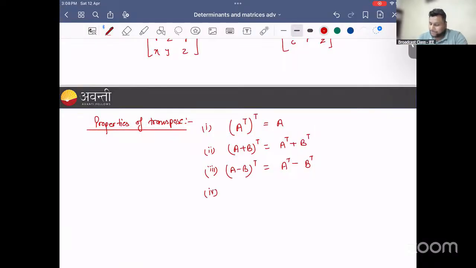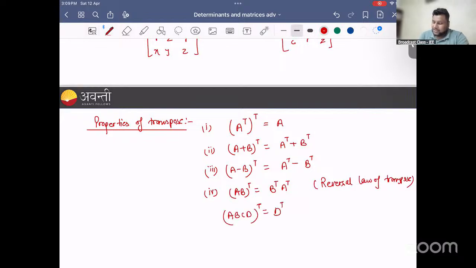Number 4, (AB) transpose will be B transpose A transpose. This is what we call the reversal law of transpose. So if there are more matrices, say (ABCD) transpose, then it will be D transpose, C transpose, B transpose, and A transpose. All right.